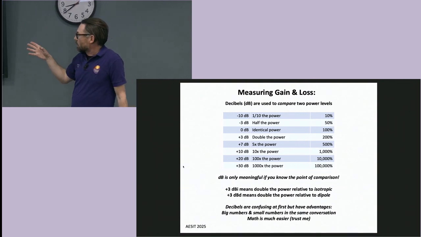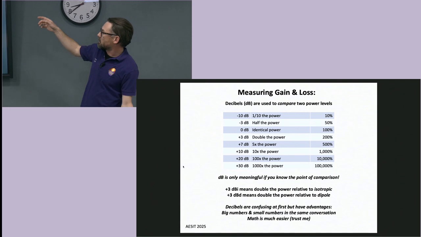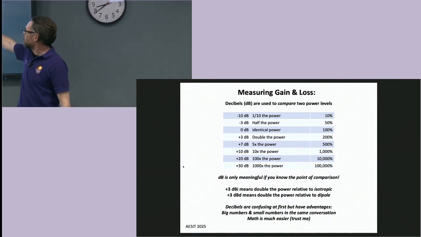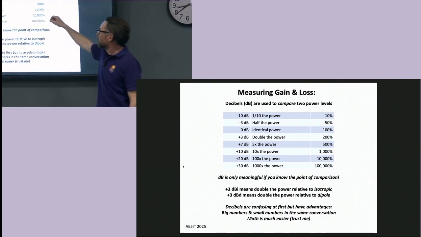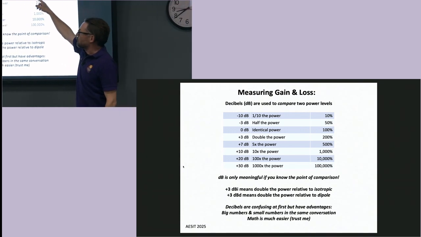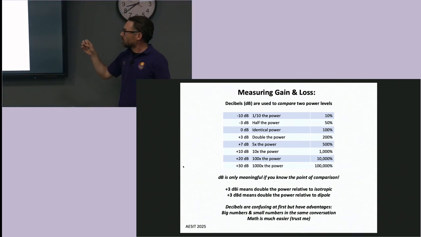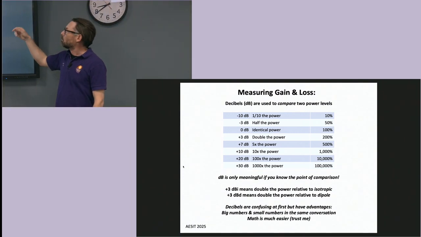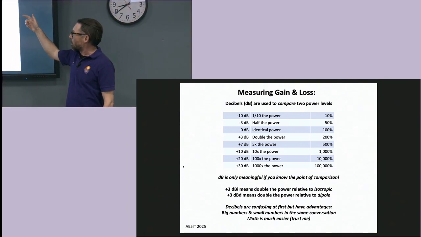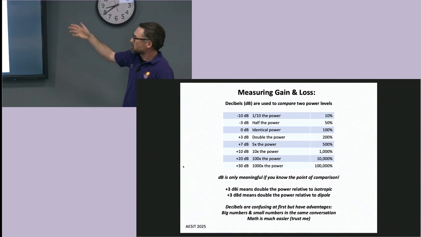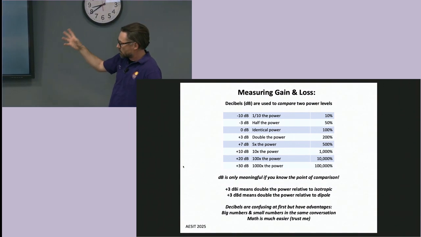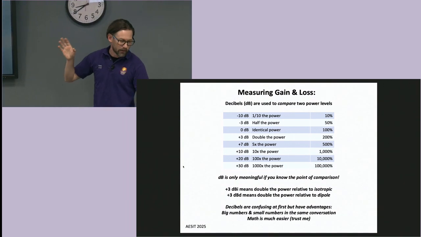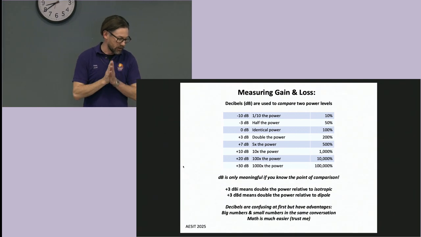But in a nutshell, plus 10 dB means 10 times the power. Minus 10 dB means 1/10 the power. Plus 3 dB, double the power. Minus 3 dB, half the power. Spend some time with this and learn the pattern, and you'll get there. It does eventually make sense, and it is so helpful.